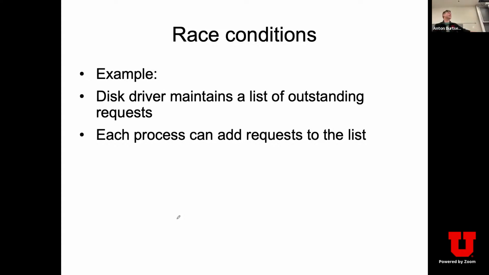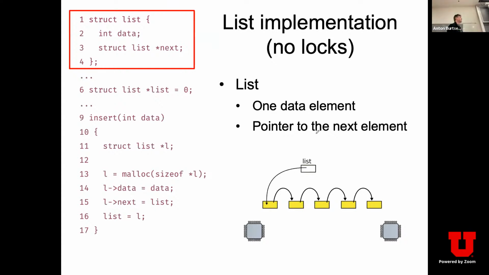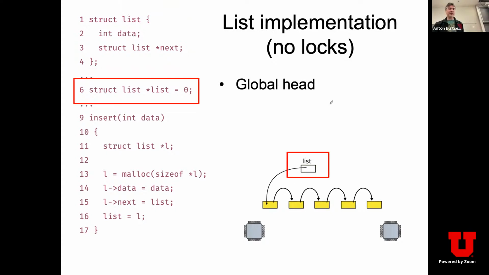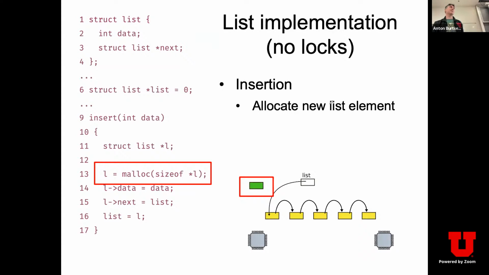You say, I want to write something to disk, but maybe the driver can write one request at a time. So you add to a queue, right, to the list. And the list we will implement with a very simple data structure, maybe even simpler than in the homework. Each element of the list will have, in this specific example, just an integer of data and a pointer to the next element, right? So you literally have a head of the list, some global variable, which points to the beginning. Initially it's 0.